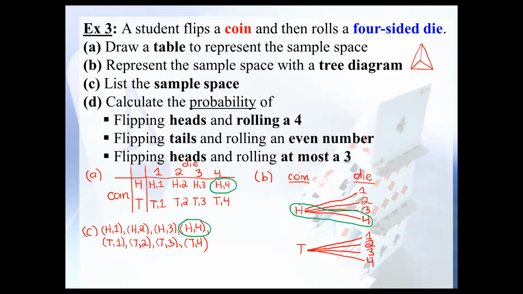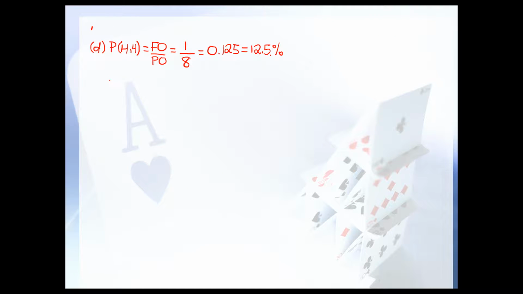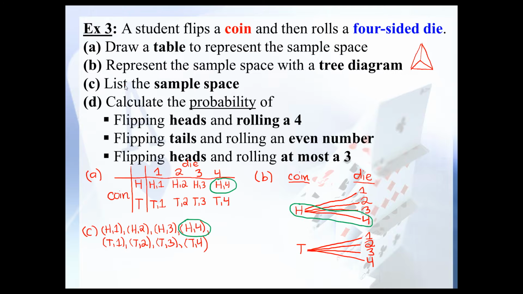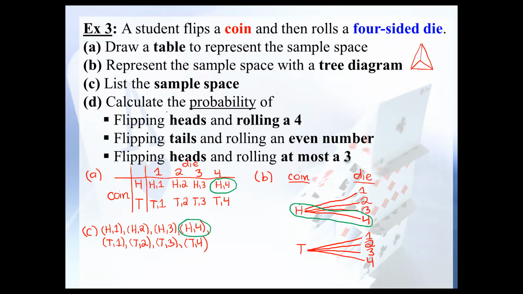Okay, the second calculation wants us to flip tails and then roll an even number. So let's write down the probability of flipping tails, then rolling an even number. That's going to be equal to the number of favorable outcomes over the number of possible outcomes. Our possible outcomes are not going to change here. So favorable outcomes, let's identify this.